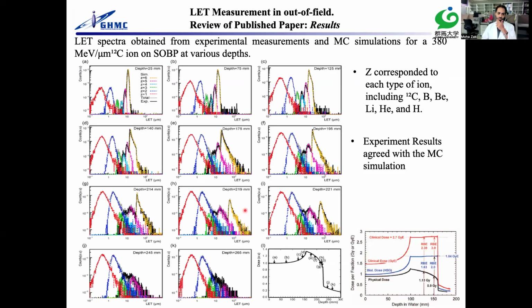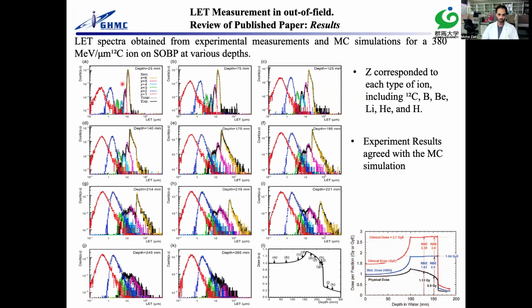The result. The results show LET spectra obtained from experimental measurement and Monte Carlo simulation for the 380 carbon ions and the spread out Bragg peak at various depths, with Z corresponding to each type of ion, including carbons, the one with the yellow peak here, representing the carbon.